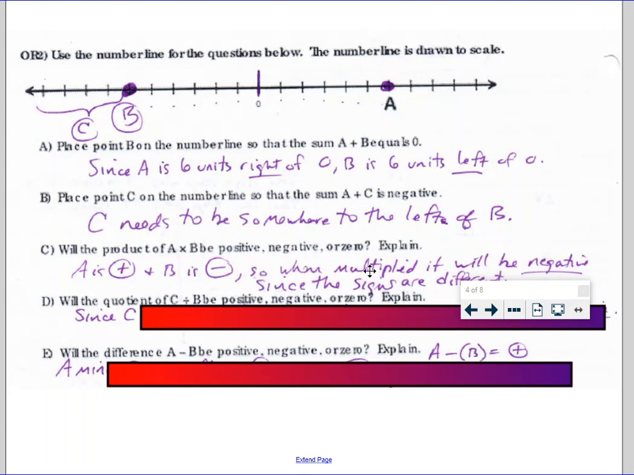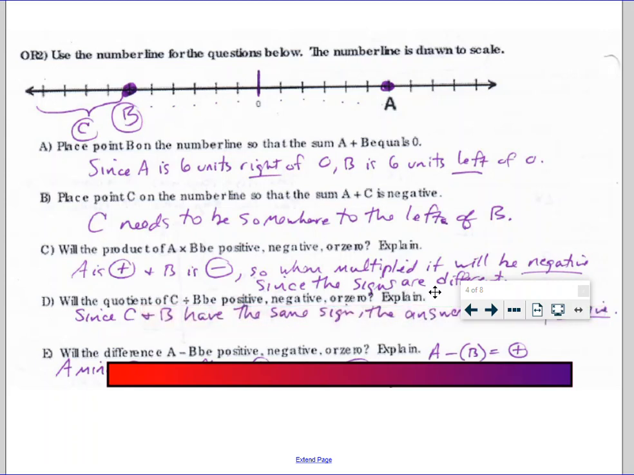When you're multiplying and your signs are the same, you get a positive answer. Part D, will the quotient of C divided by B be positive, negative, or 0? Well, kind of like what I just said, same rules apply for division. If your signs are the same, and they are here because C and B are both negative, if we divide two negative numbers, we get a positive solution.